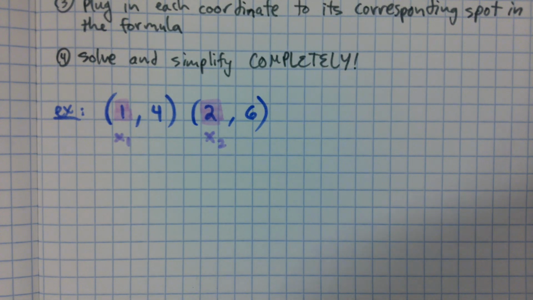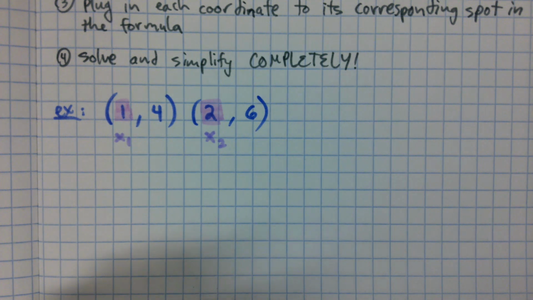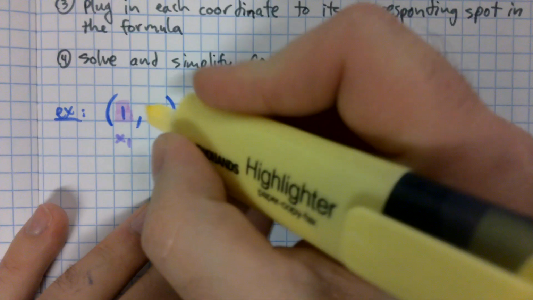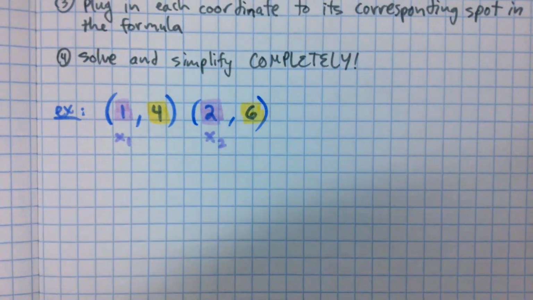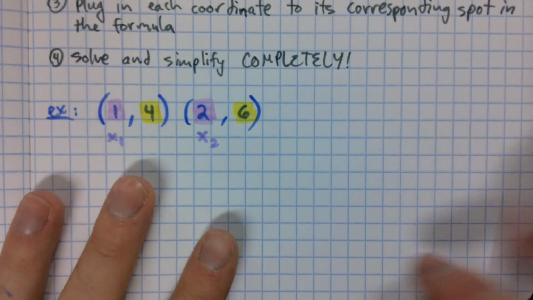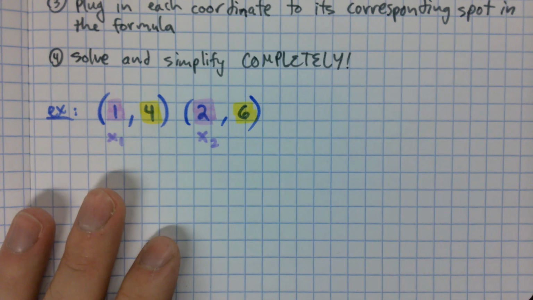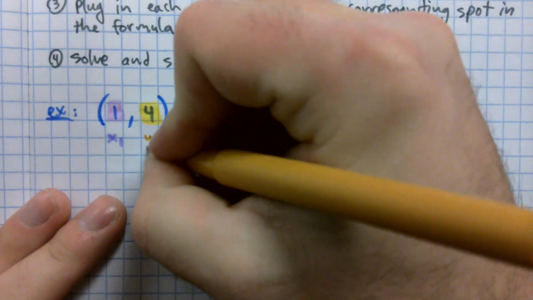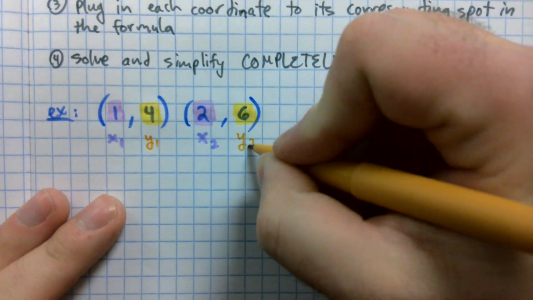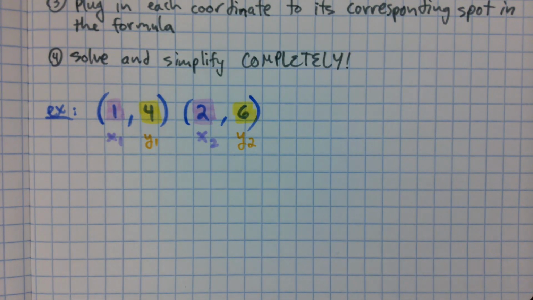So what are my y coordinates going to be then? If 1 and 2 are x coordinates, what are my y coordinates? 4 and 6. With your second color, whatever you use for your y's, you're going to highlight those, and we're going to call them y1 and y2, just like that.